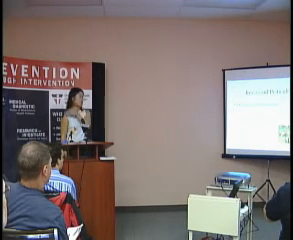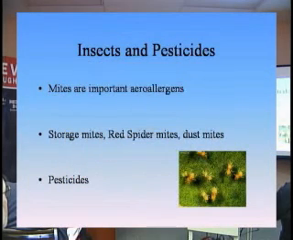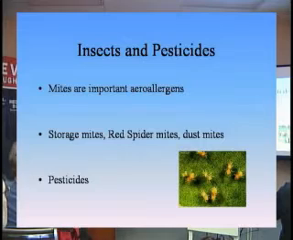Another thing that farmers are exposed to are insects and pesticides. Mites are tiny and they're aeroallergens. There are 3 types of mites that are prevalent in an agricultural setting. You have storage mites, found where anything is stored, so silos are a big thing, haystacks, that type of thing. Red spider mites are found in orchards and greenhouses, and dust mites are found wherever dust is found. So we're exposed to dust mites as well, not just farmers.